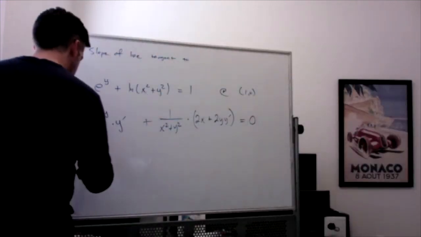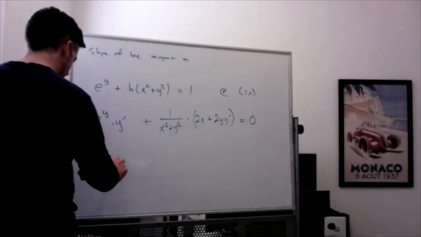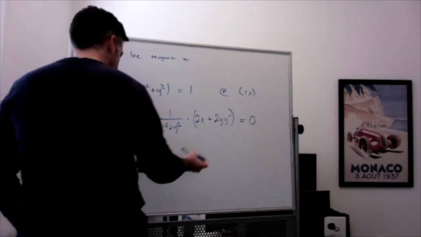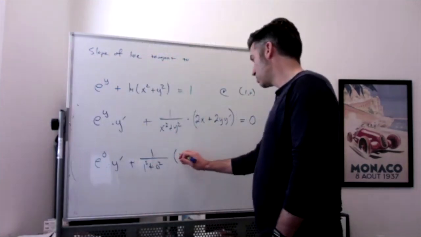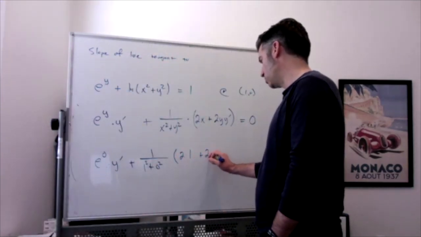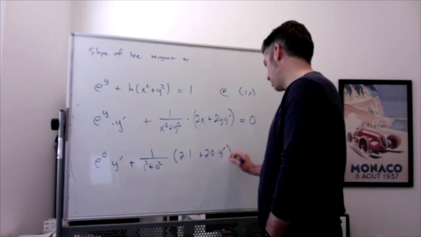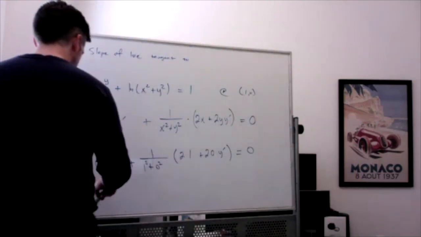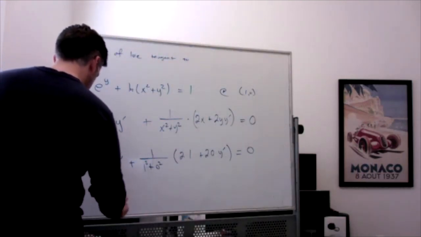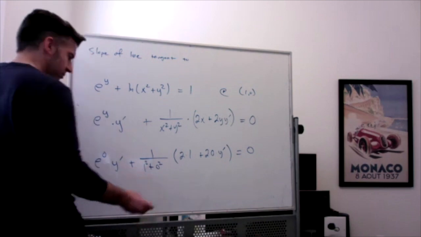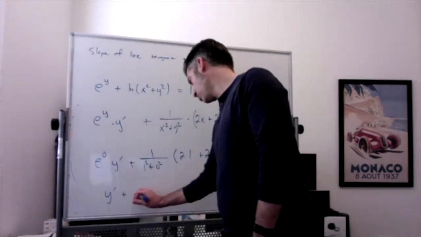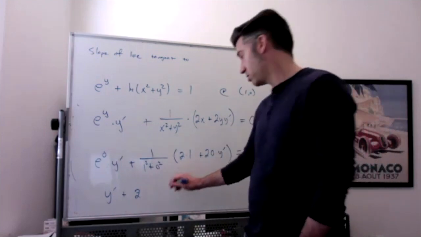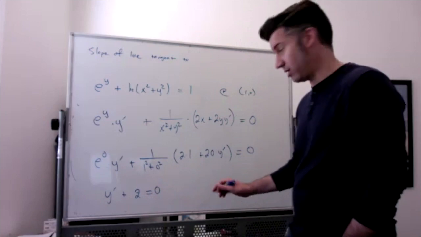Plugging in y equal to 0 and x equal to 1, I get e to the 0 times y prime plus 1 over 1 squared plus 0 squared times 2 times 1 plus 2 times 0 times y prime equals 0. And this really simplifies down. e to the 0 is 1, so 1 times y prime is just y prime, plus 1 over 1 is 1. Then I've got a 2 here, plus 0 there. So I've got just 1 times 2. So y prime plus 2 equals 0, and then y prime equals negative 2.